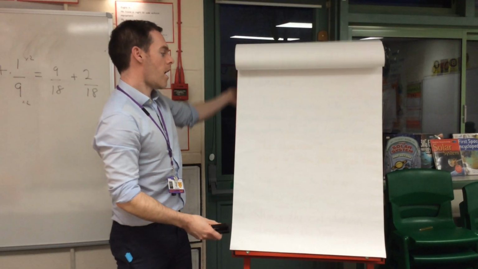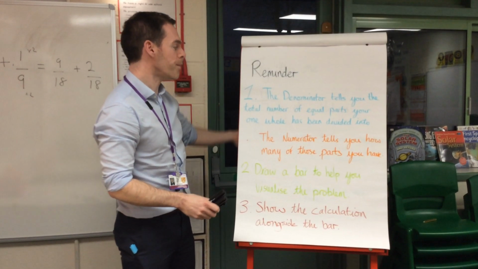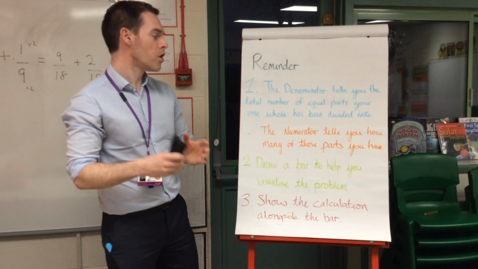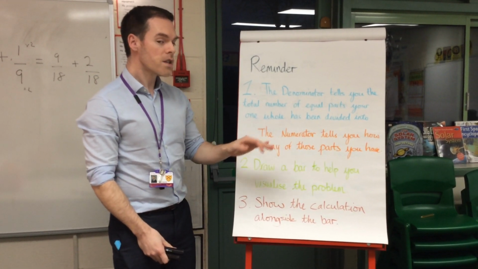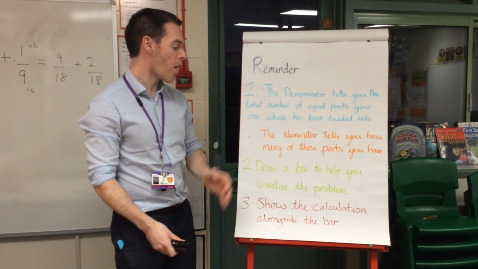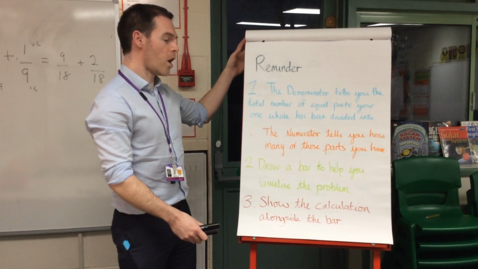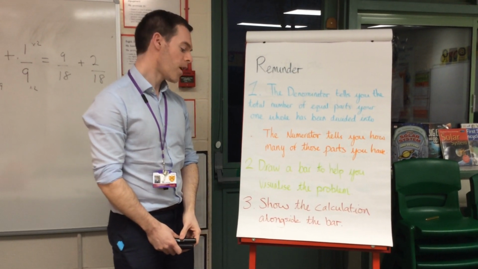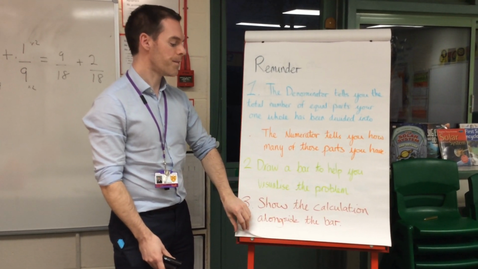Okay, so your job now over the weekend is to have a go at doing one of these. And here, before we look at the one you're going to be doing, here's a reminder. Reminder 1, the denominator tells you the total number of equal parts your whole has been divided into. The numerator tells you how many of those parts you have. That's just a recap. Number 2, when you're working out that fraction of an amount, draw a bar to help you visualize the problem, and then show the calculation alongside the bar, just like I did.